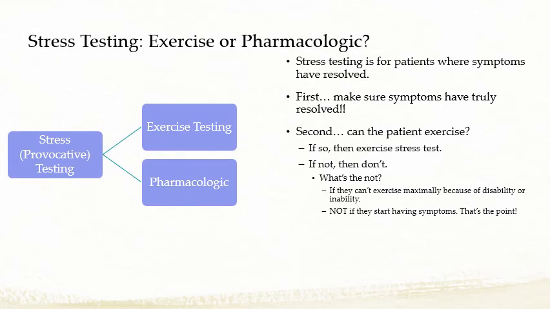Stress testing is for patients where the symptoms are resolved. So first, make sure that the symptoms have truly resolved. You don't want to cause an issue with patients that are still having chest pain and then stress them out even more. That's no bueno either. So how do you make the decision between exercise or medication-induced stress? Well, can the patient exercise, right? If the patient can exercise, then you give them a stress test. But if they can't exercise maximally because of a disability or inability, then they can't have symptoms. And if they can't have symptoms, you can't detect any deficiency, okay?